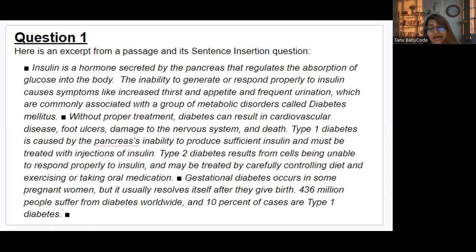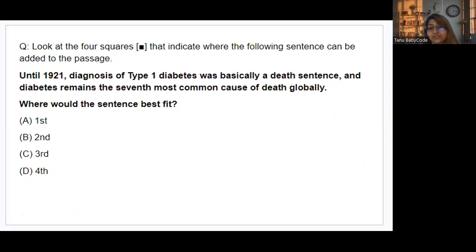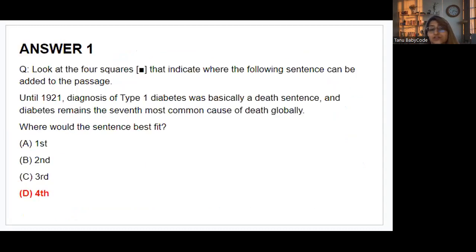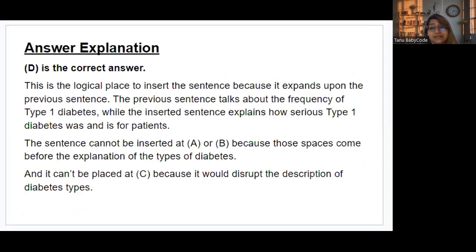So here you can add this: until 1921, the diagnosis of type 1 diabetes was basically a death sentence, because it belongs to the previous sentence. So the context is there in the previous sentence. So the fourth square box will fit this sentence. For a better explanation, sentences A and B cannot have this explanation of diabetes, so you can't add it. C is also not right because you would be disrupting the discussion about diabetes types: gestational, type 1, type 2. So only D works, because the previous sentence talks about type 1 diabetes, right?